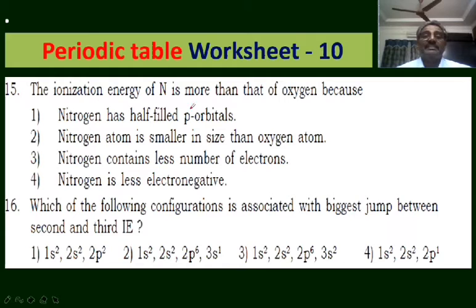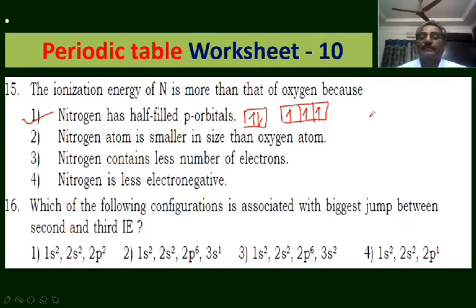The ionization energy of nitrogen is more than that of oxygen because nitrogen has half-filled orbitals. We just discussed this one. Because of the presence of half-filled orbitals in nitrogen, in the valence shell of nitrogen the electrons are arranged like this. Half-filled orbitals are there.